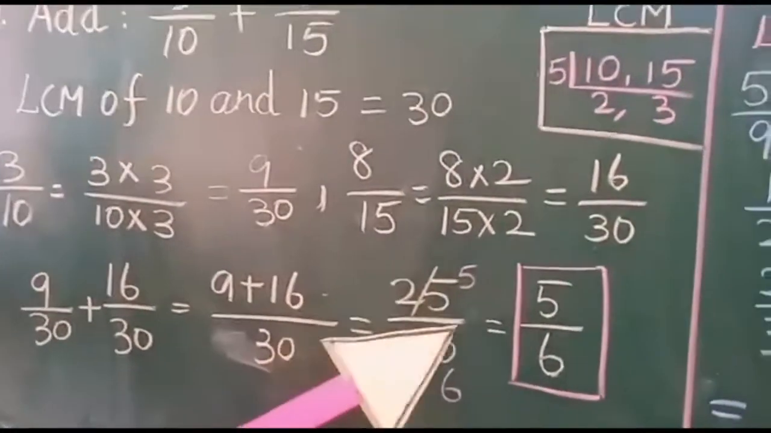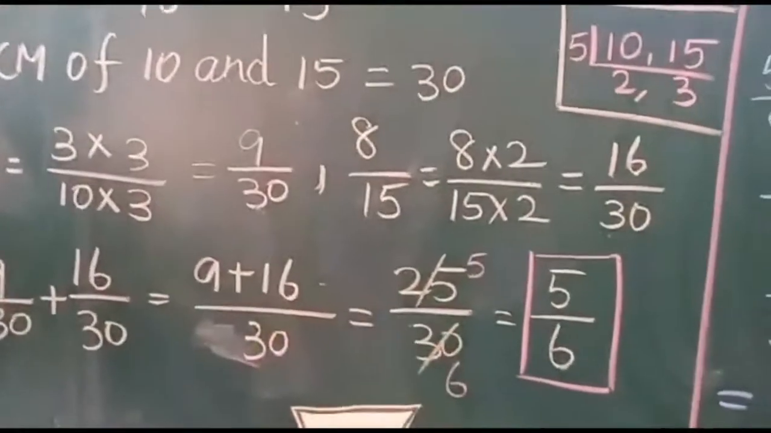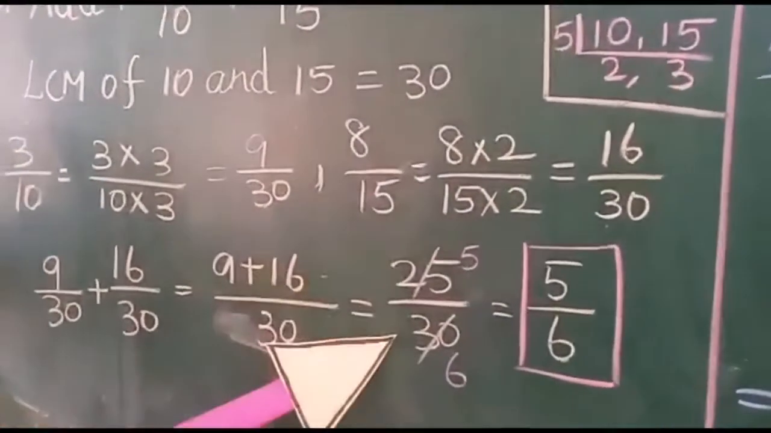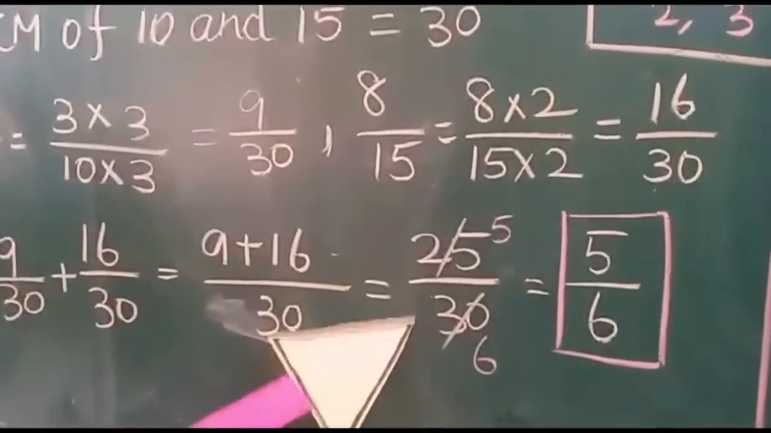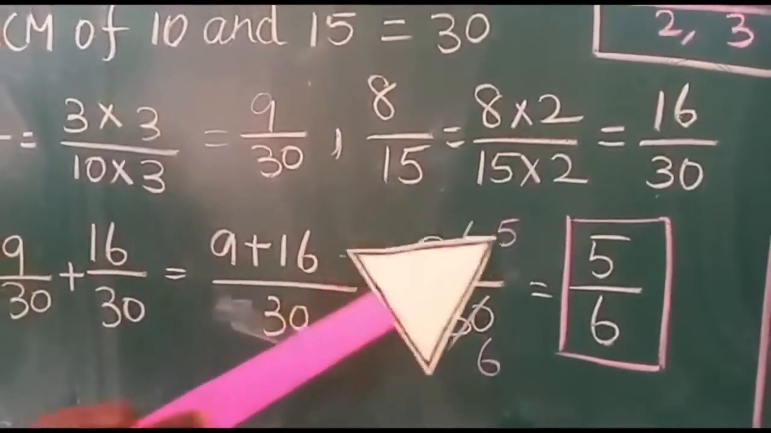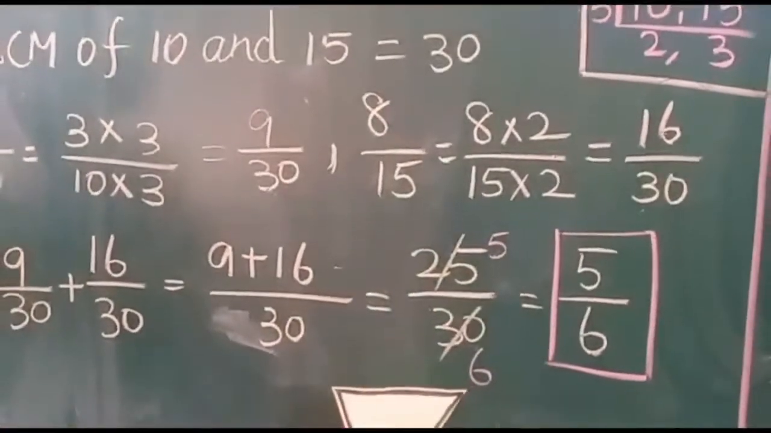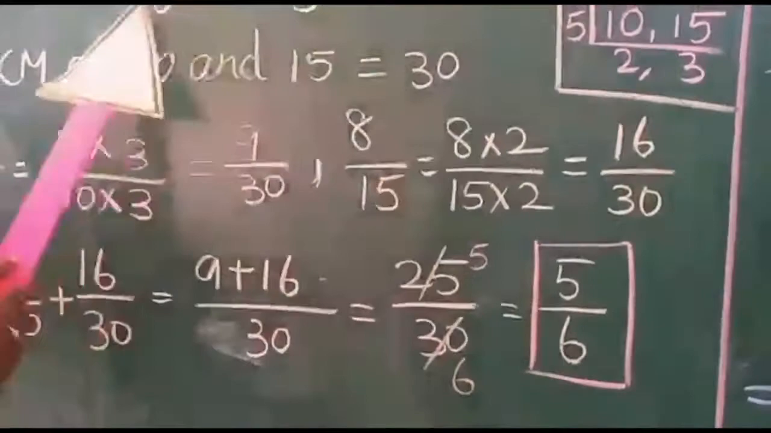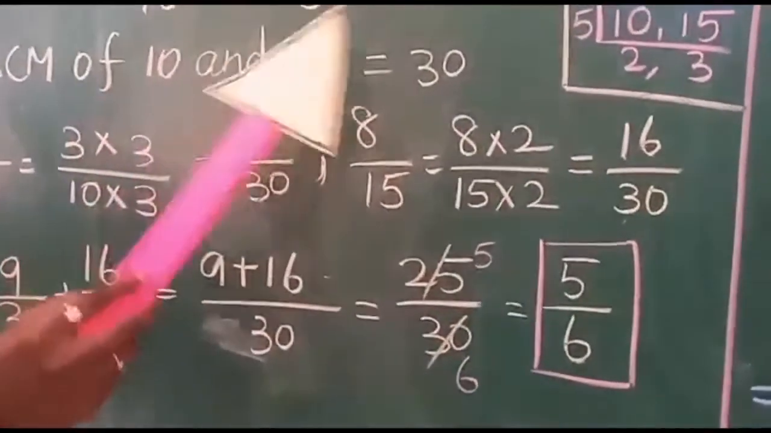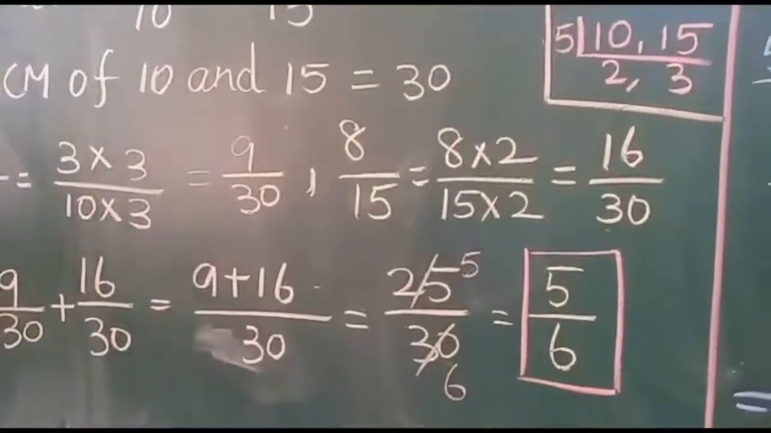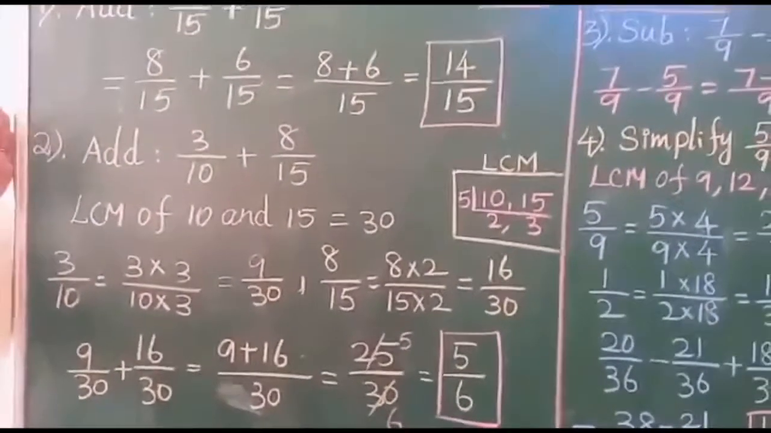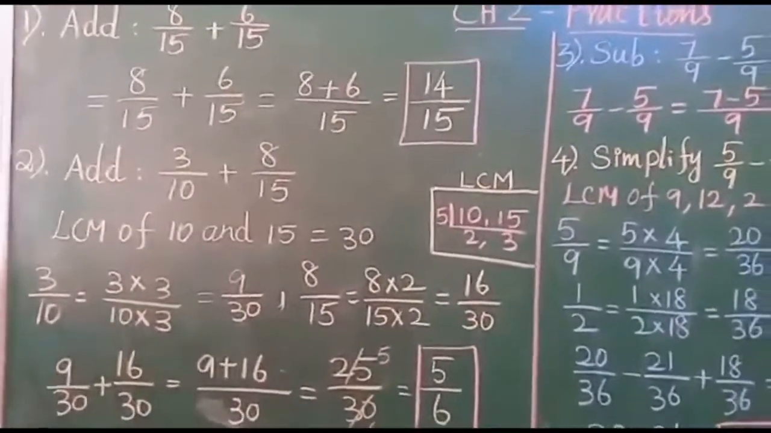So if we are able to simplify, we can simplify. So 25 by 30. Which table can we simplify in both the numbers? 5 table. In the 5 table, 25 will be 5 times, 30 will be 6 times. What is the answer? 5 by 6. So the addition of 3 by 10 plus 8 by 15 is equal to 5 by 6. So I hope you understand this addition of like fractions and unlike fractions.